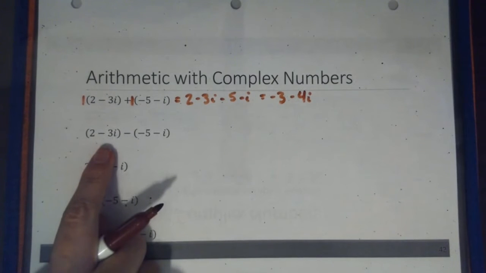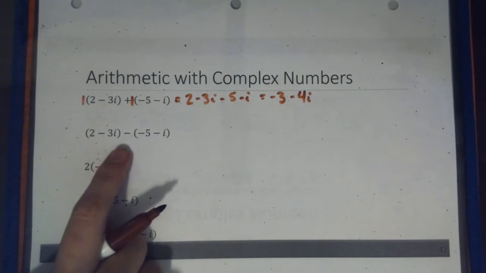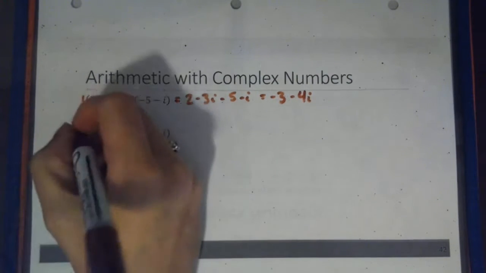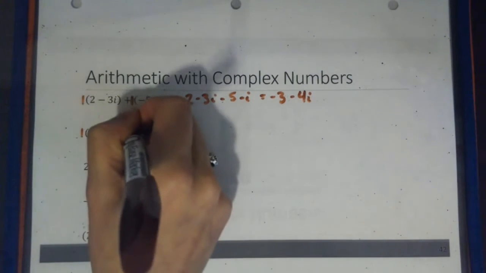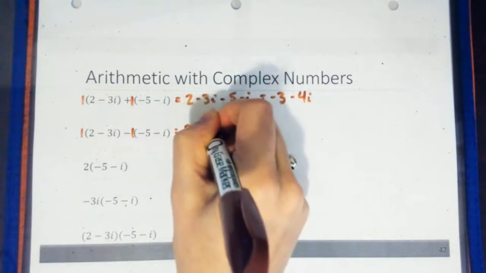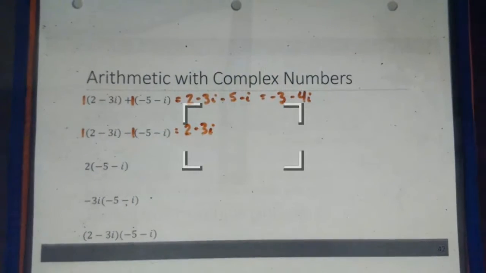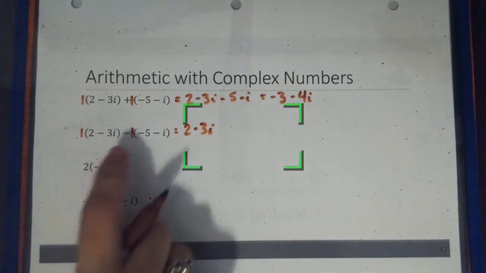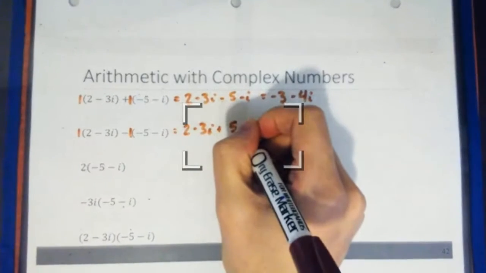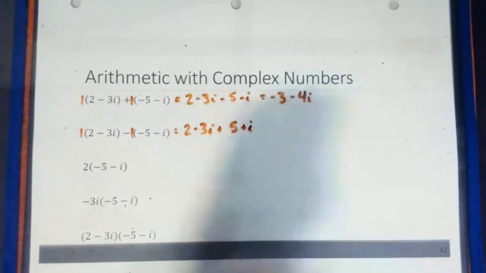Now let's try subtracting them. 2 minus 3i minus negative 5 minus i. To deal with the parentheses, I'll put my invisible ones out front, just like I did last time. I'll get 2 minus 3i, but now I have to be careful because I'm distributing a negative 1. Negative 1 times negative 5 is a positive 5, and negative 1 times negative i is a positive i.